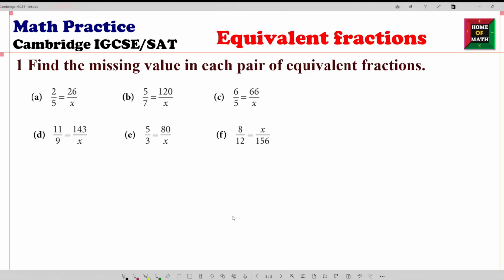Today's topic: fractions. Question: find the missing value in each pair of equivalent fractions.